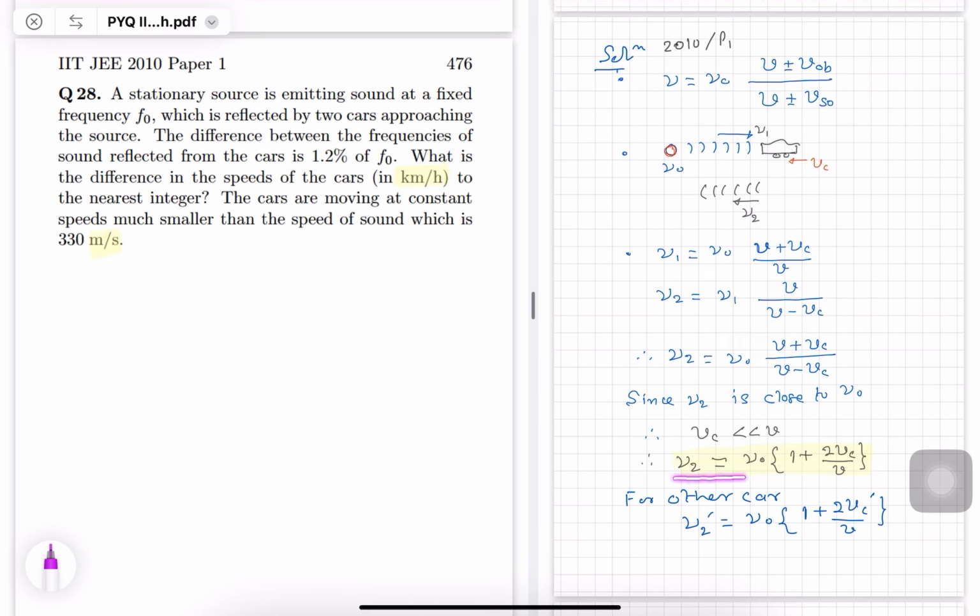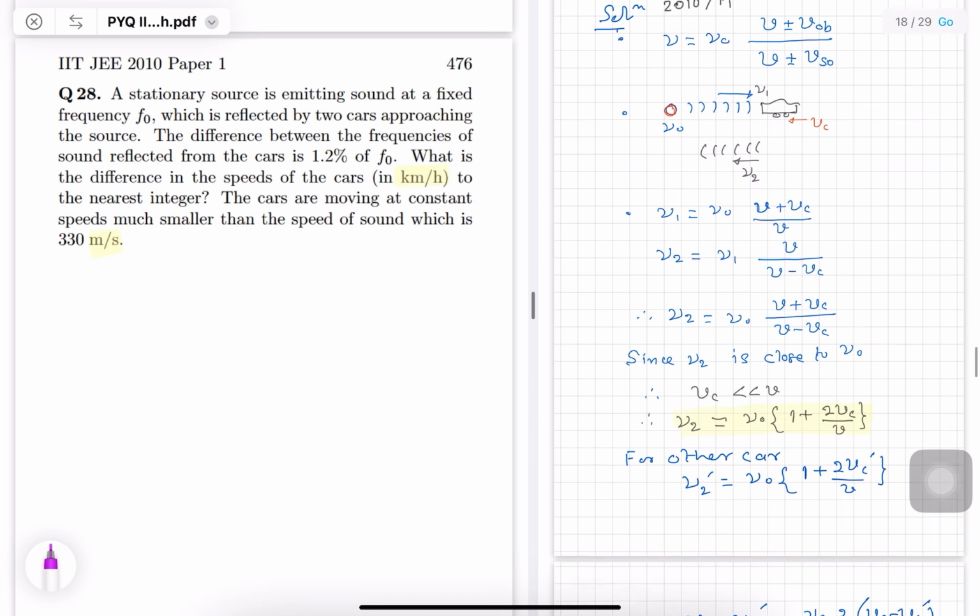So finally we obtain this result, which indicates that the reflected sound frequency will be the original frequency into 1 plus twice Vc by V. This will be the frequency of sound emitted by one car which has velocity Vc. Right? For the other car, suppose which has velocity Vc dash, the frequency of reflected sound emitted will be obtained by the same formula, only Vc will be different. Say that frequency is nu2 dash, nu2 dash will be nu naught into 1 plus 2 Vc dash by V.